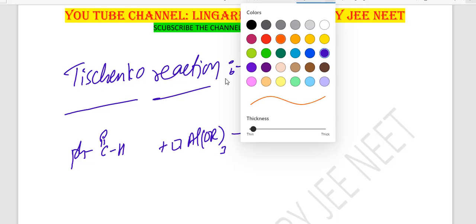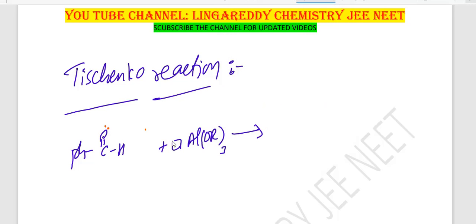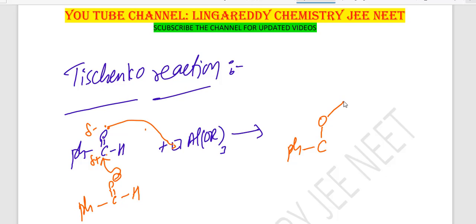So what will happen? The Lewis acid reacts with this oxygen, the lone pair is there. So obviously a carbocation is forming, partially negative charge, partially positive charge. So next, one more benzaldehyde is reacting with this oxygen here. Next, you can write it here, PhC oxygen. This is the place.